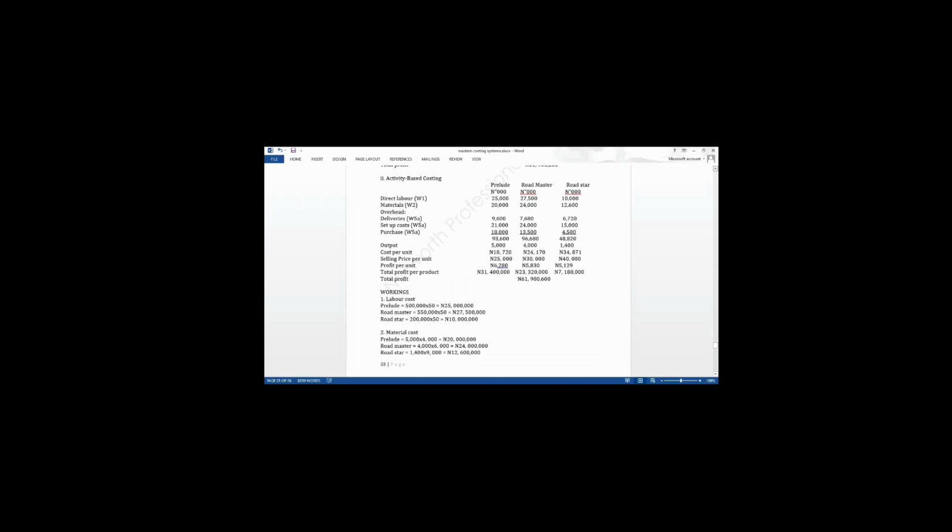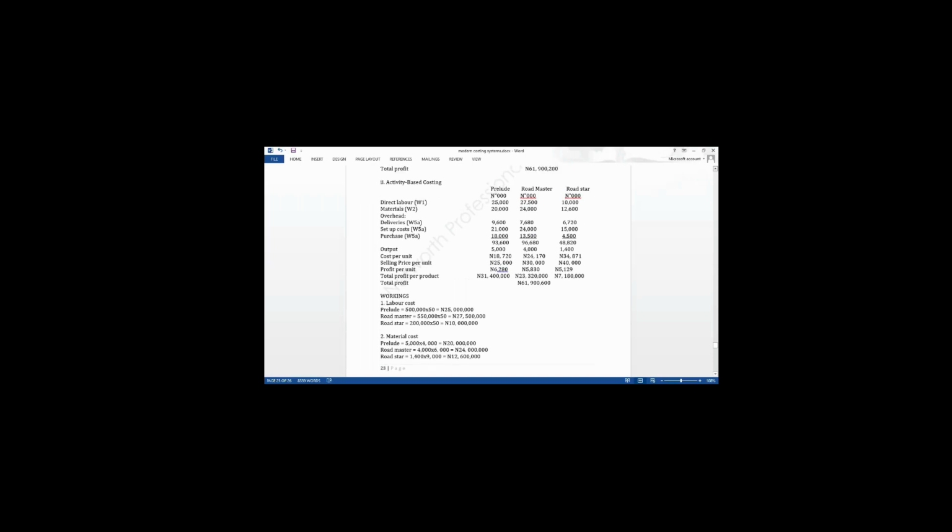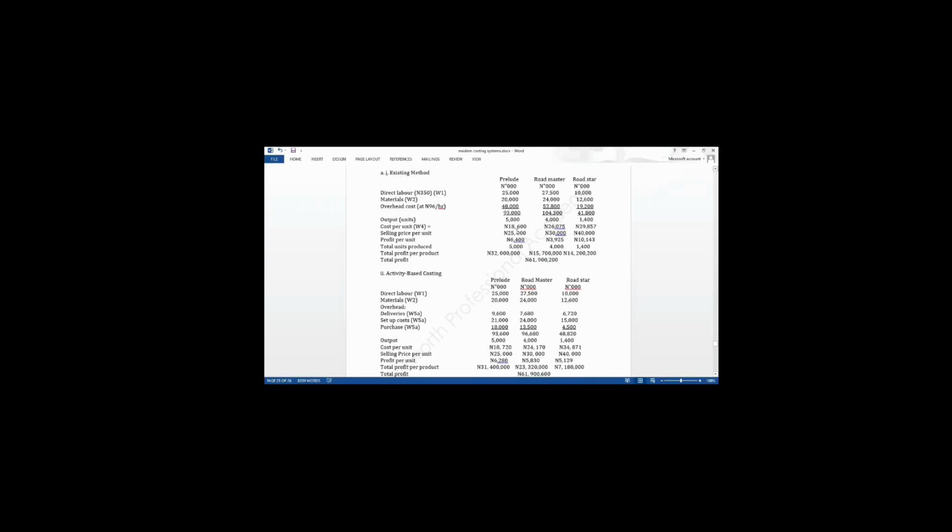Look at it now: 48 million, 52,800,000, 19,200,000. You can now add all your costs for each product. For Prelude, add. For Roadmaster, add. Obtain total cost per product.